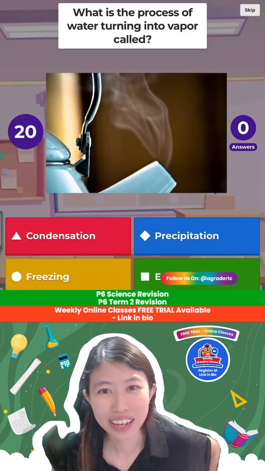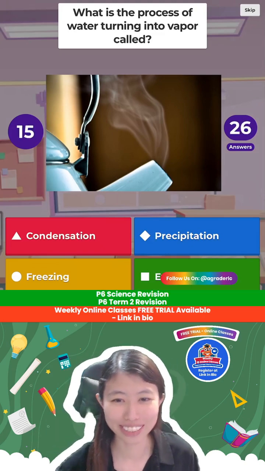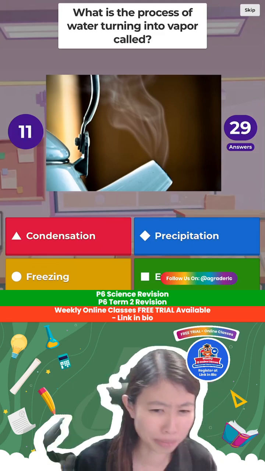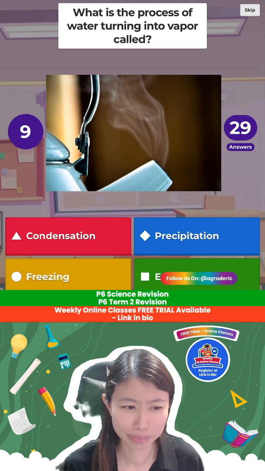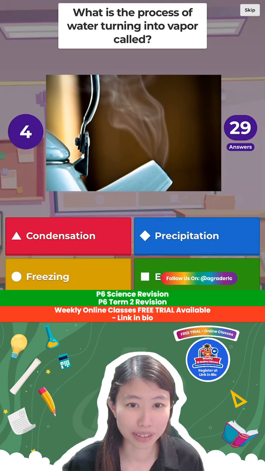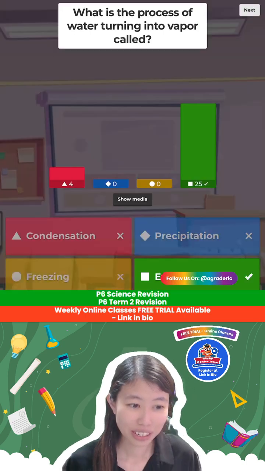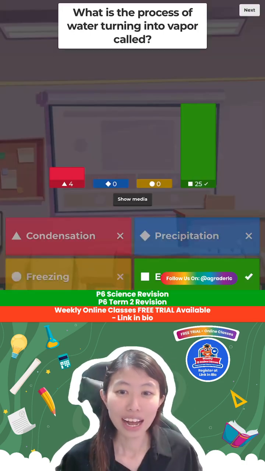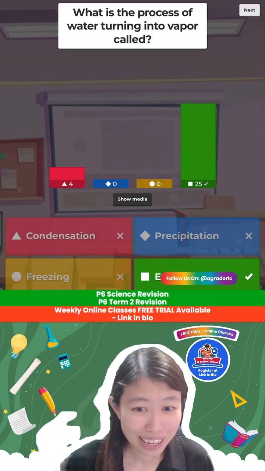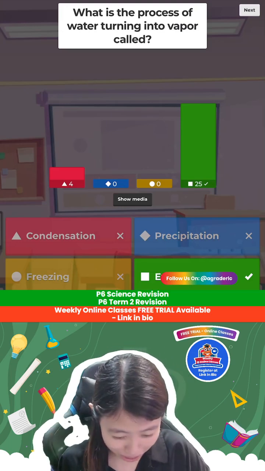Vapor. Water become vapor. What is it? So hard. Water become vapor. What is it? Oh no. Hey! Water become vapor. Vapor is a gas. Water is a liquid. Liquid to gas is evaporation. Oh no. What happened?